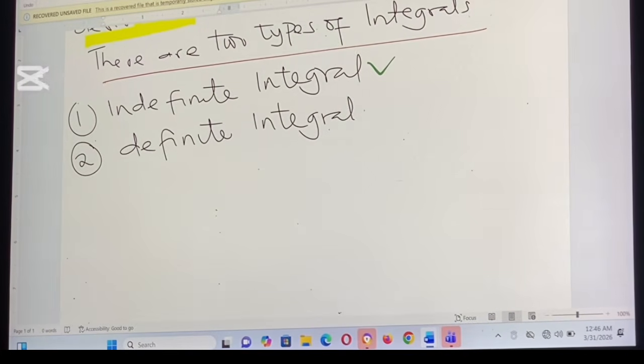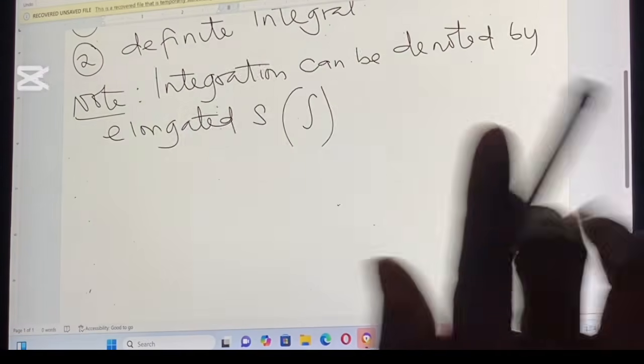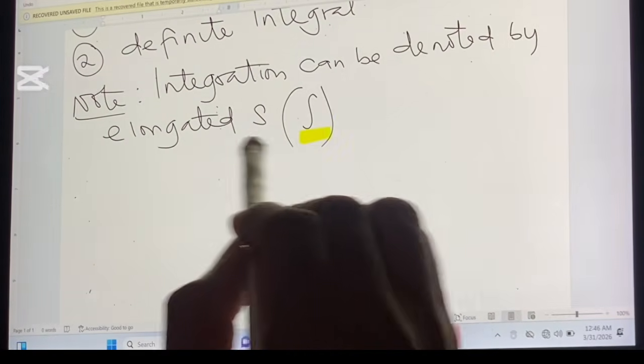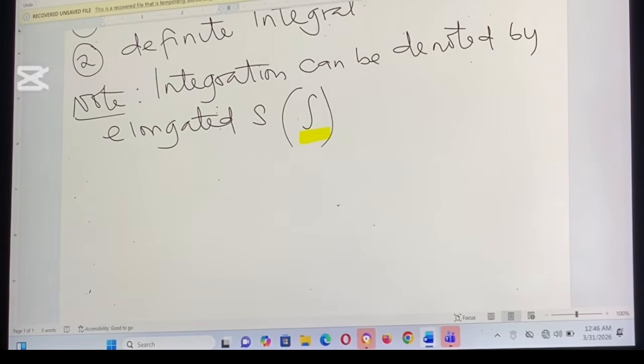Note that integration can be denoted by an elongated S. So whenever you see this sign here in calculus, it represents integration. Please take note. So let's take the definition of indefinite integral. Let's know more about indefinite integral and definite integral before we take a question.